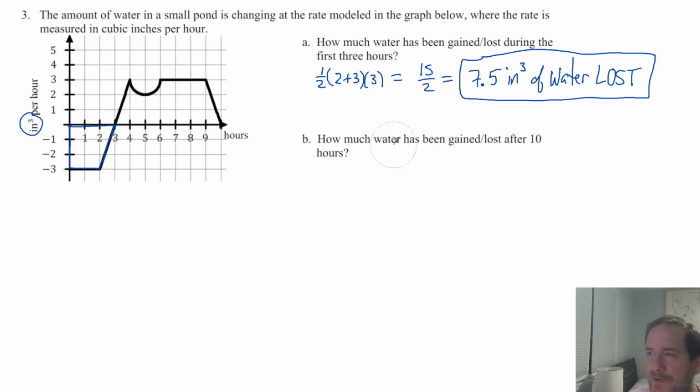Part B wants to know how much water have we gained or lost in 10 hours. So that means we got to go all the way over. And they're just making us do geometry now just to be doing geometry. But what you see up here above the x-axis is a trapezoid with a semicircular bite taken out of it, right?